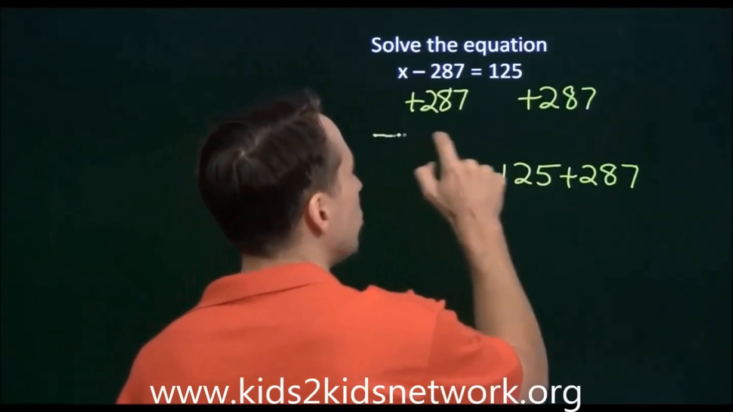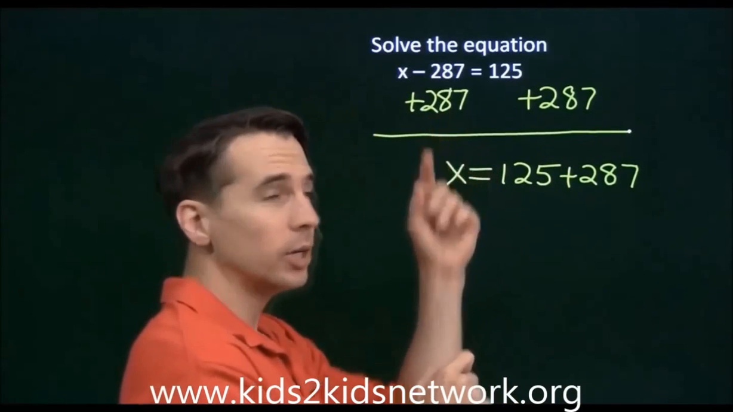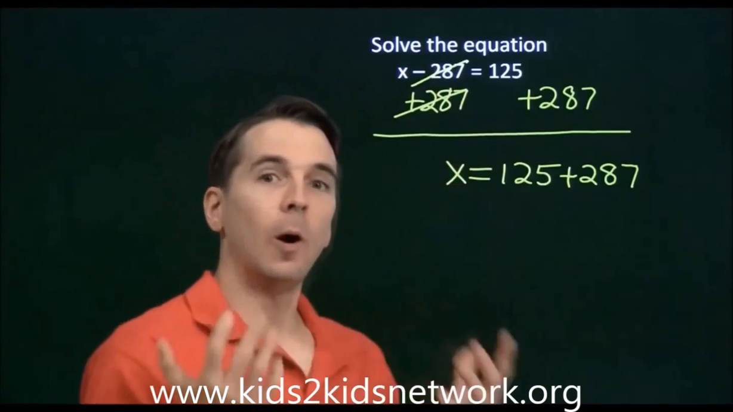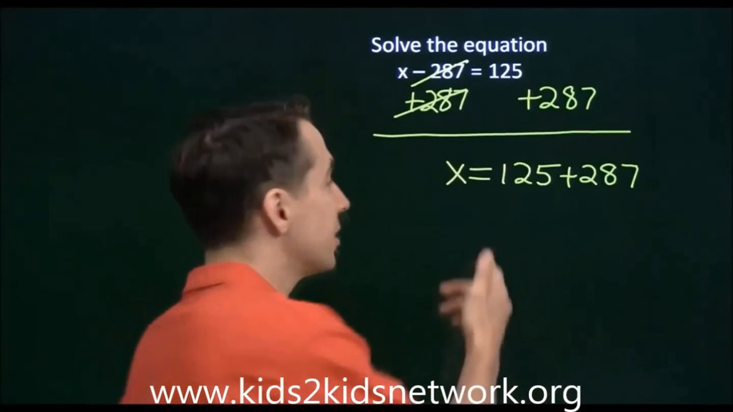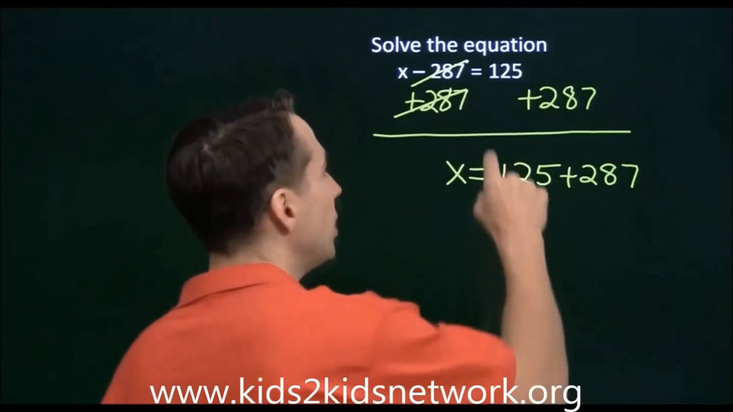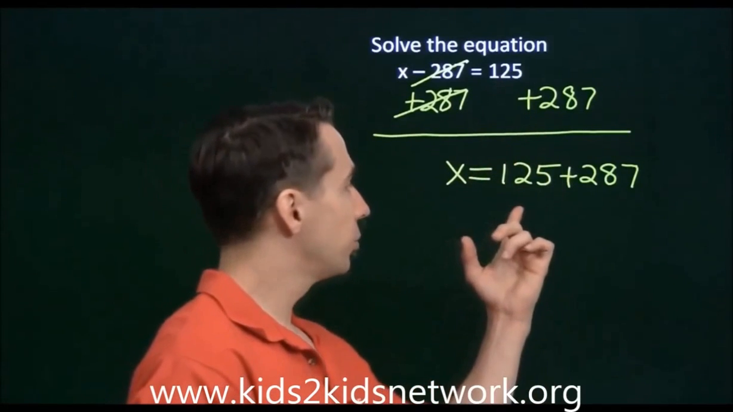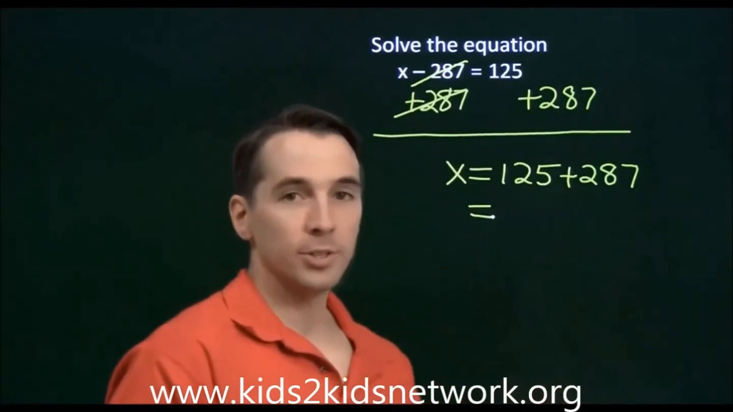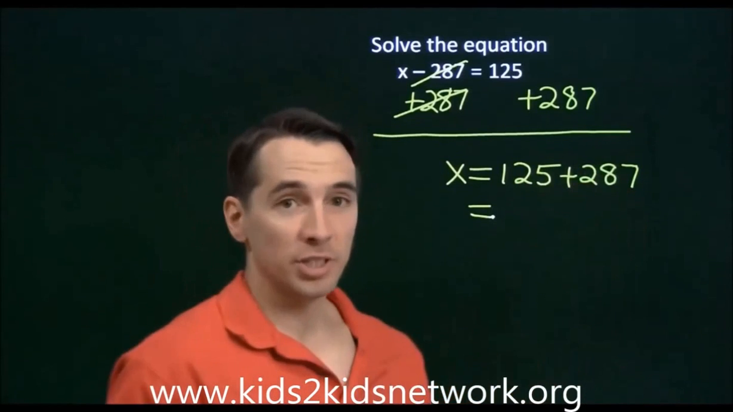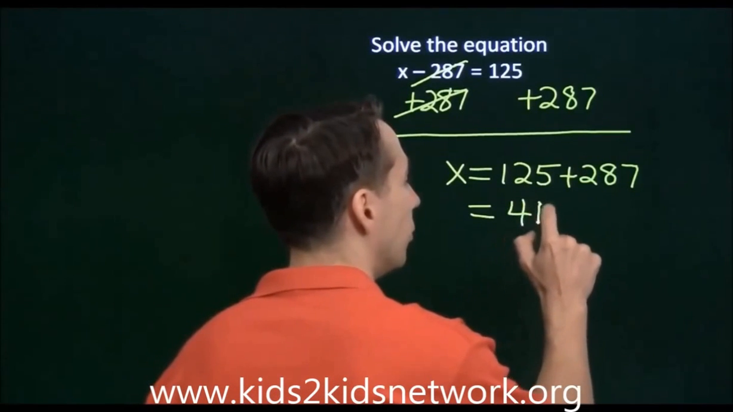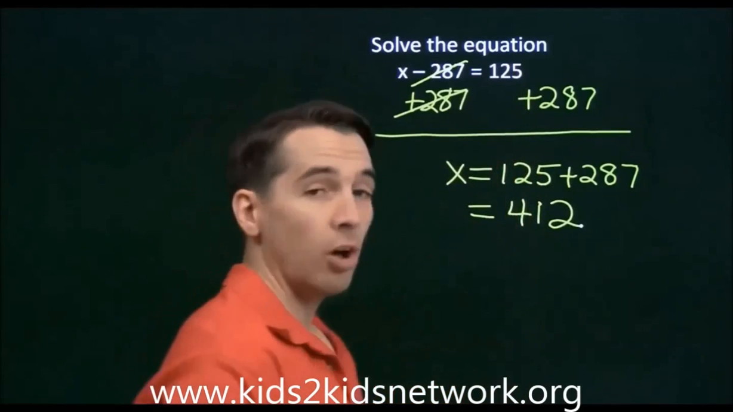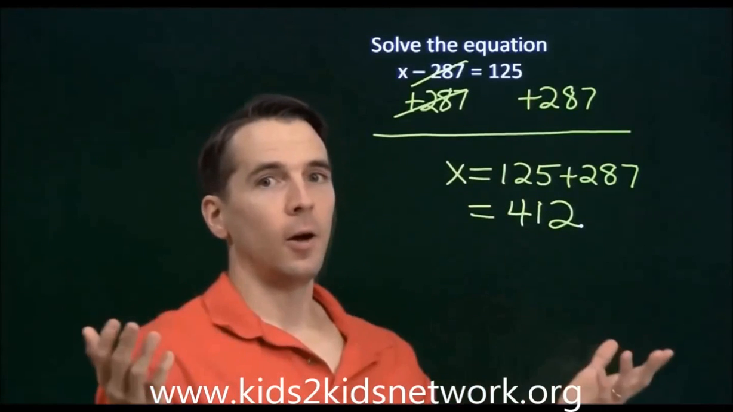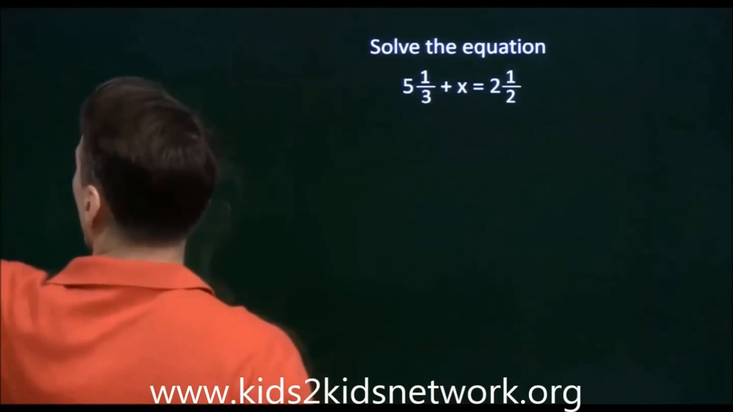But we're strategically choosing what to add. We're adding the 287 so that it cancels with the minus 287 here, and it makes X be all alone, which is what X wants. X wants to find itself. It's got to be all alone on one side of the equation. On the other side of the equation, we have 125 plus 287, so we can add that up. 120 plus 280, that's 400. 5 plus 7 is 12, so we get 412. And sure enough, we've solved the equation by doing the same thing to both sides of the equation to get X all alone. Let's try one more.